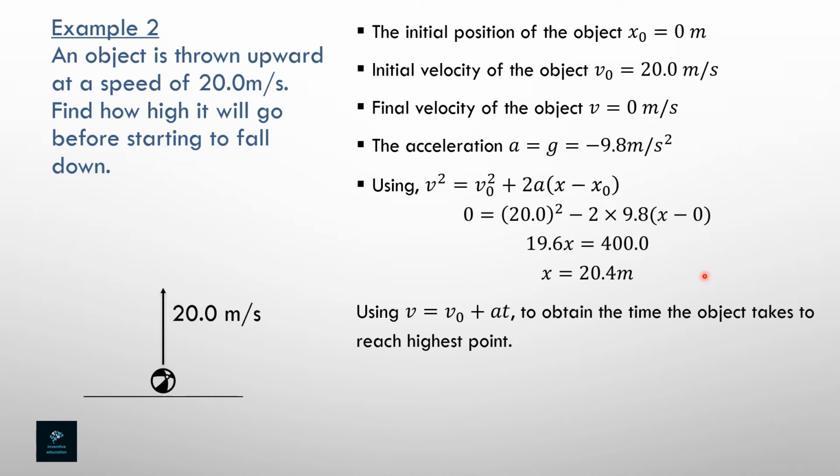We can also calculate the time it takes to reach that height, and we use this relation v is equal to v0 plus at to obtain that value. We know the final velocity is 0 meter per second. The initial velocity, we also know, is 20 meter per second. Therefore, putting these values in this equation, we get 0 is equal to 20 minus 9.8 t. This gives t approximately equal to 2.0 seconds.